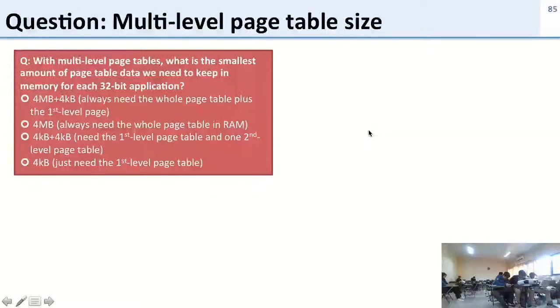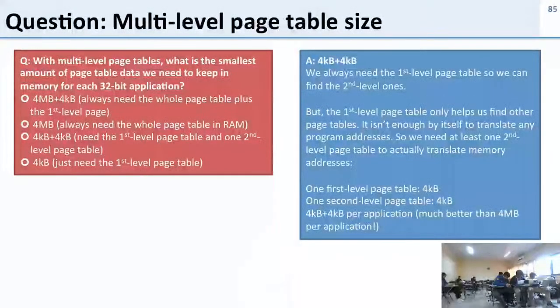So in a multi-level page table, what's the smallest amount of page table data we need to keep in memory for each 32-bit application? We're assuming 4 kilobyte pages here. Well, I kind of just gave you the answer for this. It's 4 kilobytes plus 4 kilobytes.